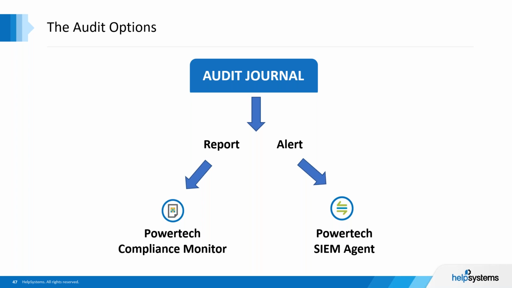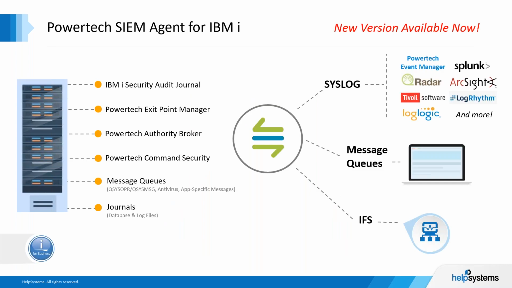Reporting can be accomplished very easily through Compliance Monitor. In addition to Exit Point Manager being able to report natively on its own transactions, Compliance Monitor can report on both sides of the house, right? So it can see the network security and network transactions. It can also see the native activities as well. If you're interested in doing real-time alerting, we have a fantastic SIEM agent that allows us to integrate in real time the alerts that are happening from the audit journal.